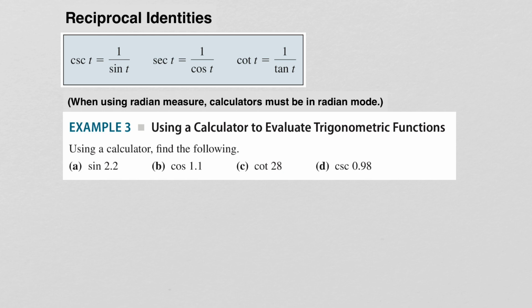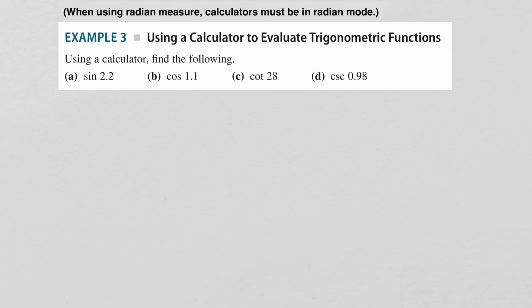And tangent of t and cotangent of t are also reciprocals. Tangent, of course, is y over x and cotangent is x over y. So we can sometimes use this fact to find values for the secant, cosecant, and cotangent functions. So for example, using a calculator, let's find the following.